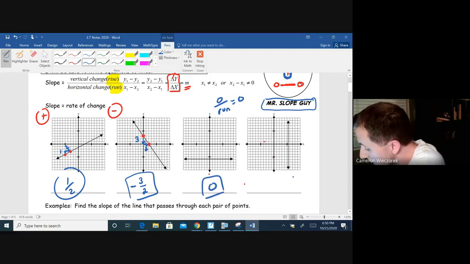And with the vertical line, it's the opposite. It's all rise and no run. So it's rising, but then it has no run. So you're dividing by 0. And remember, friends don't let friends divide by 0.